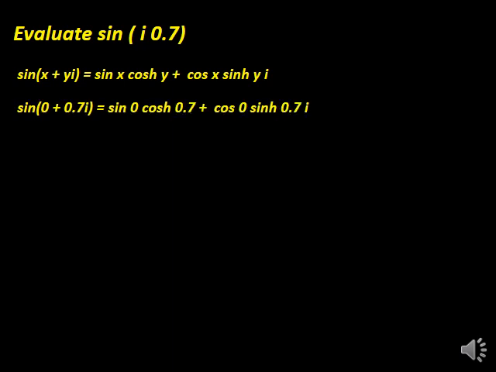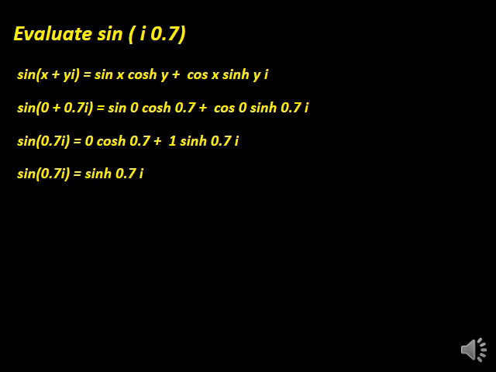Evaluate sine of 0.7i. So here is our formula to calculate the sine of a complex number. The real part is 0, the imaginary part is 0.7. So this is the result for the sine of 0.7i. We have the hyperbolic sine of 0.7, where I is outside of the hyperbolic sine function.